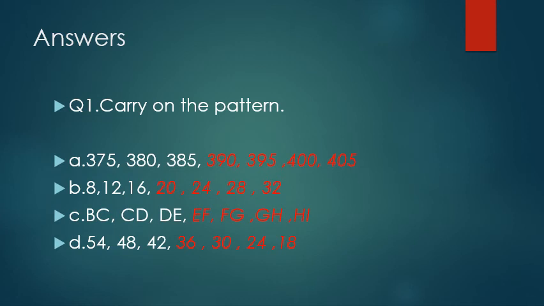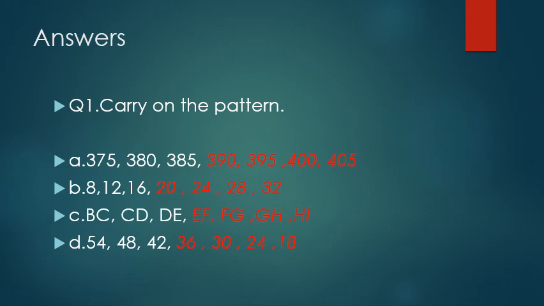Now children, next part D. Look at the numbers carefully and observe the pattern. Children, we see that on subtracting 6 from the first number, that is 54, we get the next number, that is 48. Again, on subtracting 6 from 48, we get the next number, that is 42.